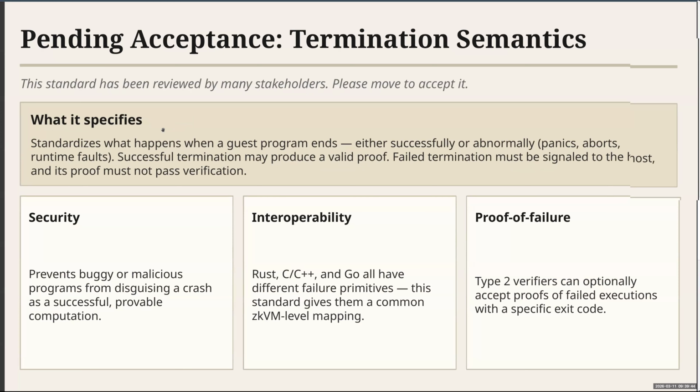Now for the standards we still need to close. Execution termination semantics has already been reviewed by many stakeholders and is ready to accept. In short, it standardizes what happens when a guest program terminates, either cleanly or abnormally. Successful termination may generate a valid proof, but proofs of failed executions must fail verification. This is a security requirement and also a matter of developer experience. We'd like to move to accept this standard as soon as possible. If there are no blockers, please signal your support.